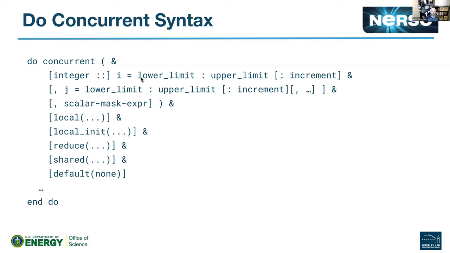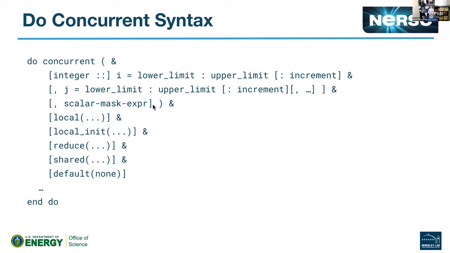Then the syntax for specifying the loop bounds is actually slightly different. It's a colon instead of a comma. And that is partially to allow for multiple loop indices in a single do loop. So you can have multiple loop indices, which is basically a way of collapsing multiple loops together.